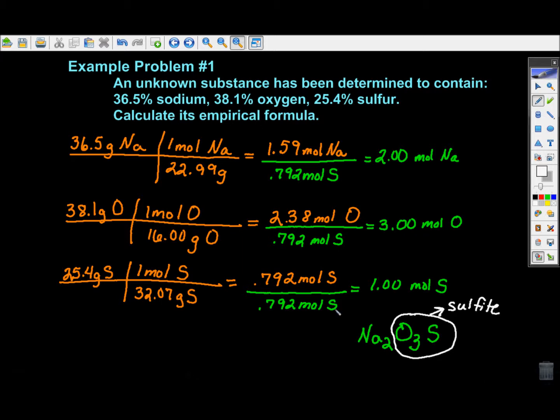So you can rewrite this to reflect that that's a polyatomic ion called sulfite. I'm going to just do it over here on this side since I have more room. Na2SO3. And that's my answer. This is sodium sulfite. Okay, that wasn't very hard. So let's go on to another example.